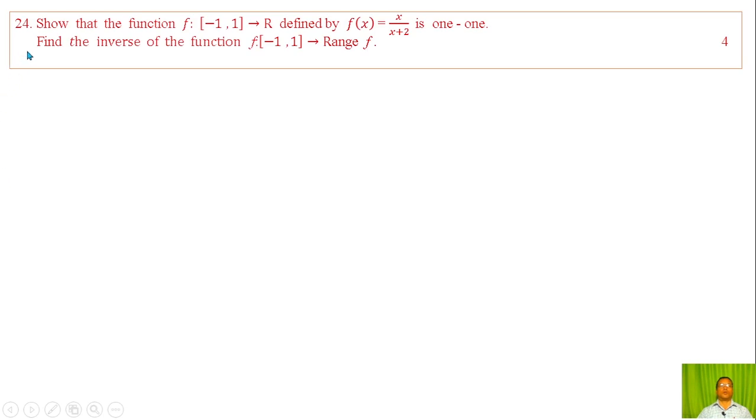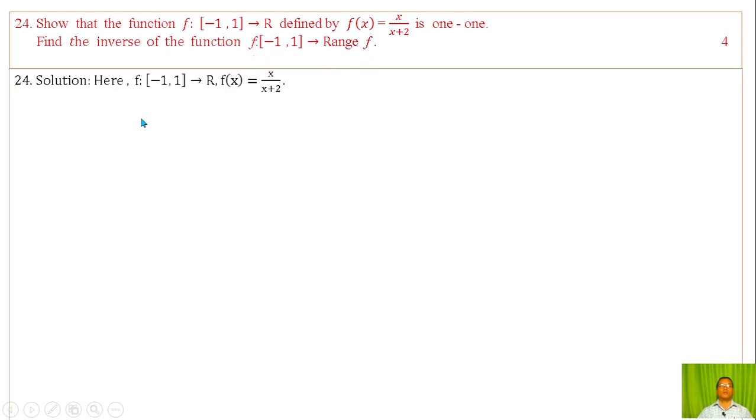Question number 24. Show that the function f from this closed interval to R defined by f of x equal to x divided by x plus 2 is one-one. Find the inverse of the function f from this closed interval to the range of f. 4 marks.